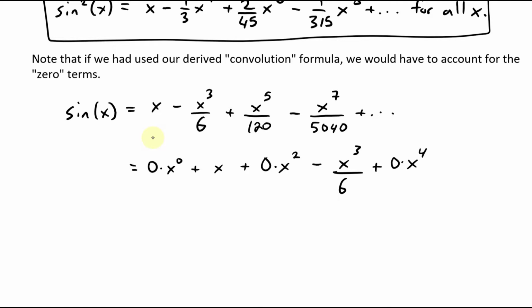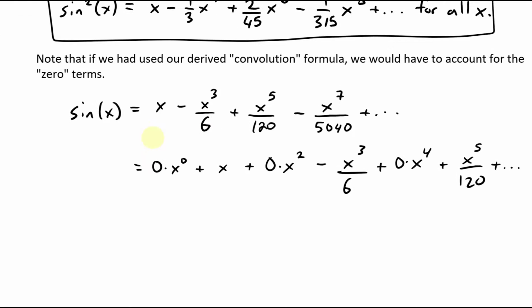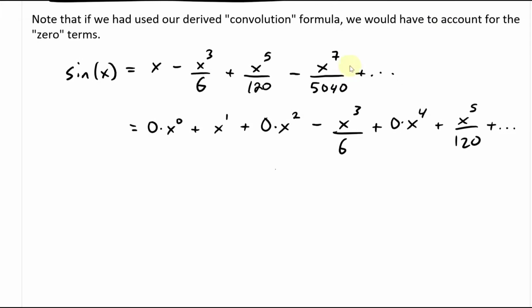The next one is plus x to the 5 over 120, and then plus dot, dot, dot. So we have all the zeros at the evens: 0 times x to the 0, plus 0 times x squared, plus 0 times x to the 4. So what we have now are these coefficients.